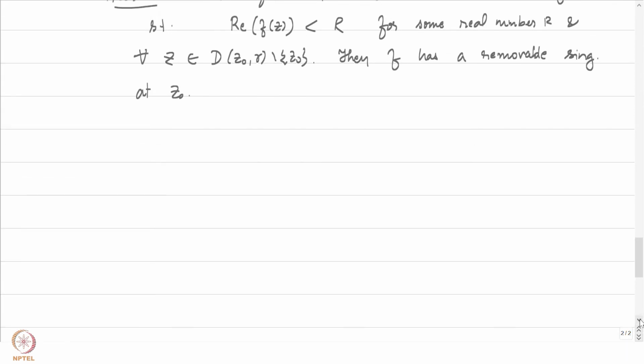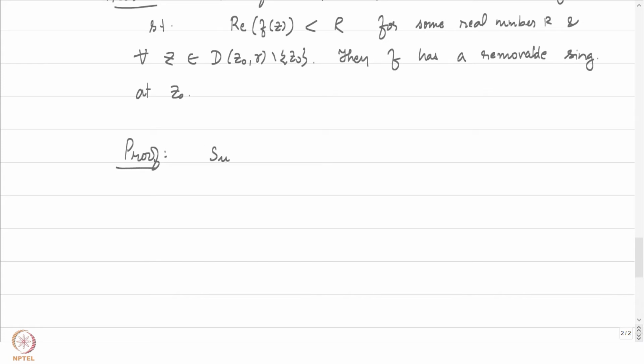Let's try to give a proof of this. So basically the condition that we are given is that the real part of f(z) is bounded on D(z0, R) minus z0. So what are the types of singularities that can happen? f can either have a removable singularity, or it can have a pole, or it can have an essential singularity. One of these three should necessarily happen. We will show that f cannot have a pole and that it cannot have an essential singularity. We will come to a contradiction in either case.